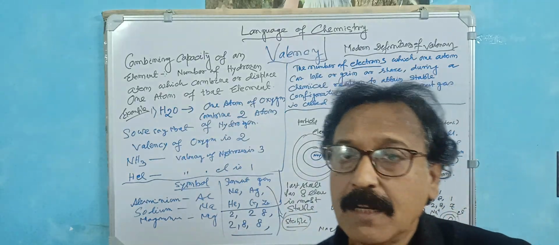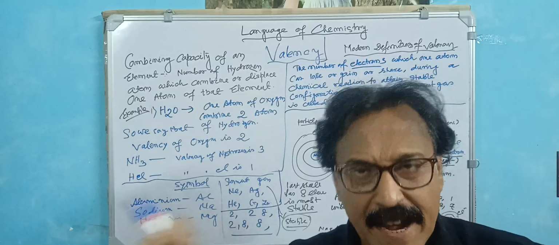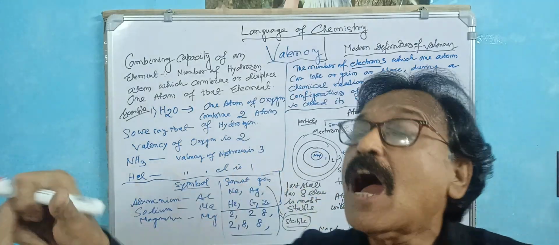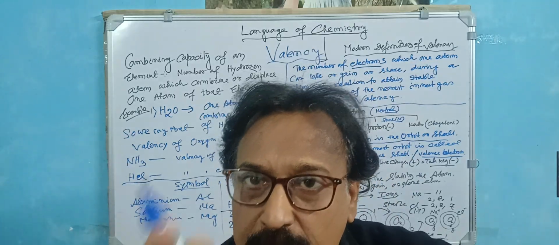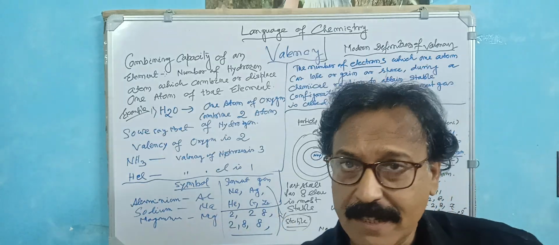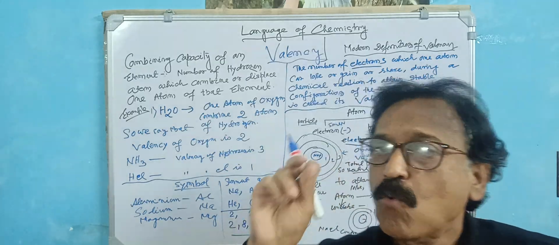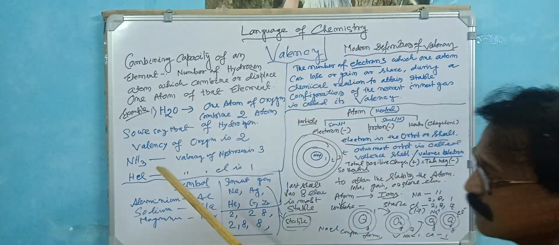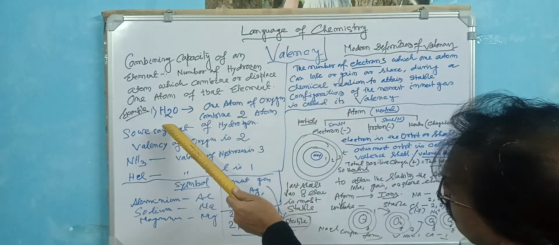That is very important. That means any element, one atom of any element, combined with how many hydrogen atoms, or displaces hydrogen atoms from a compound, or sharing. Okay, so three parts. One is combined, one is shared, one is displaced. Here the valency of oxygen is 2 for that reason.